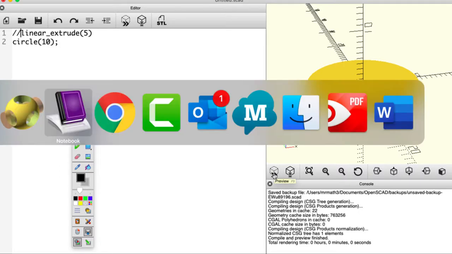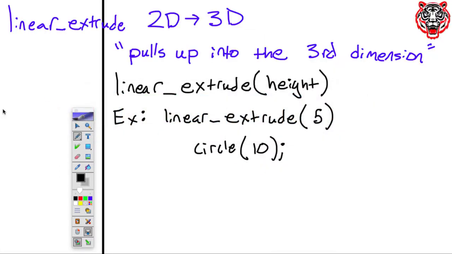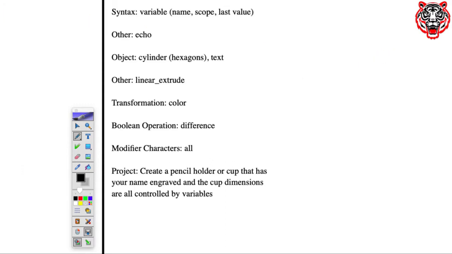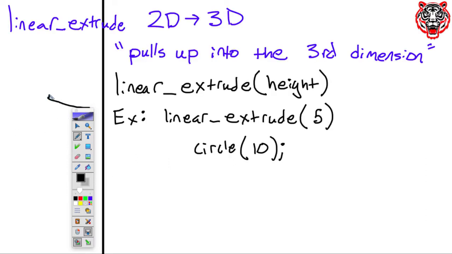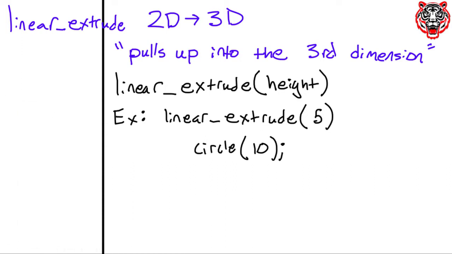All right, we're nearing the end of our notes. Let's see. We just did linear extrude, which is kind of an important guy. What else do we need to do? Oh, yes, modifier characters, color, and difference. Okay, so color, I can do that in like really, really quickly. And it doesn't really matter that much, but let's talk about it anyway. Color.